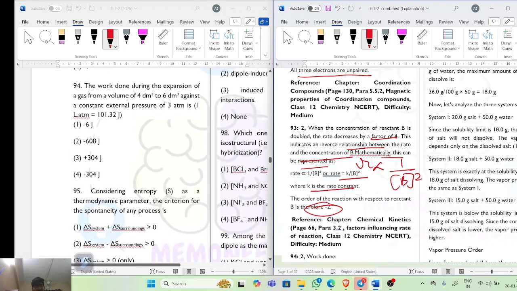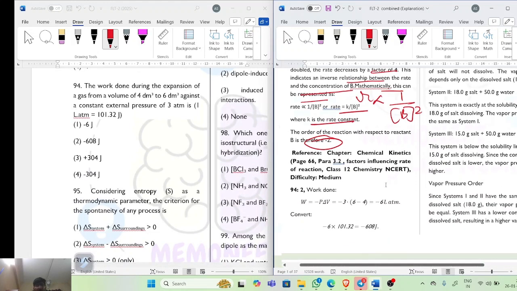So the correct answer will be option number 2. Now comes question number 94. The work done during the expansion of a gas from a volume of 4 dm cube to 6 dm cube against a constant pressure of 3 atm. We have to find the work done.